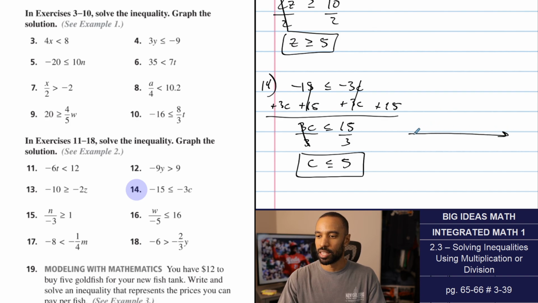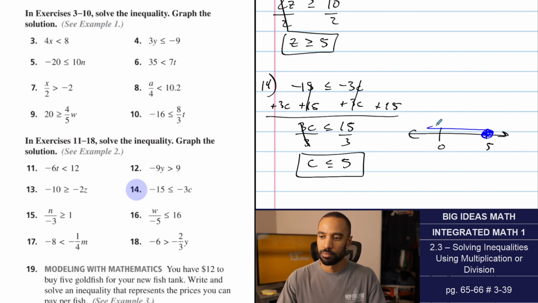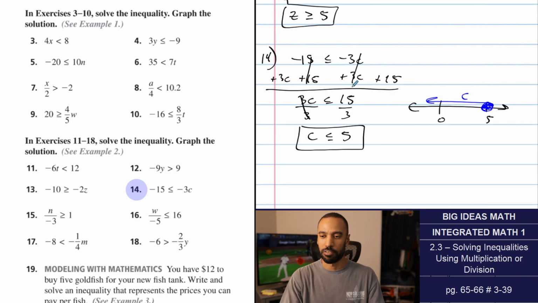Okay, so this thing on this side, we include the 5. Remember, closed circle. I'm not stating this enough. So 0 would work out for that. Negative 15 is less than or equal to 0.